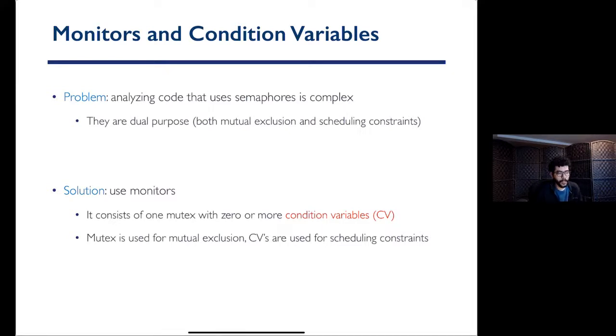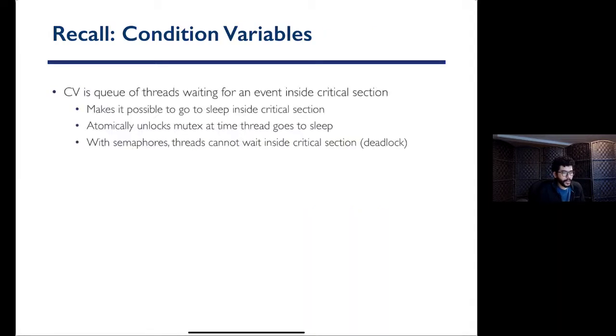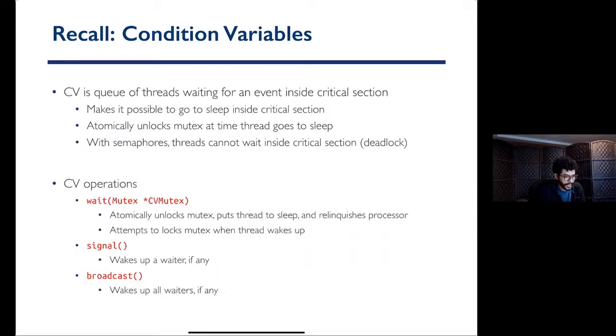An alternative to that is to use monitors, and a monitor is basically a single mutex with one or more condition variables. The mutex will be used for mutual exclusion, and condition variables will be used for the signals and the waits. Now, there are 3 main functions for a condition variable: there's wait, there's signal, and there's broadcast.